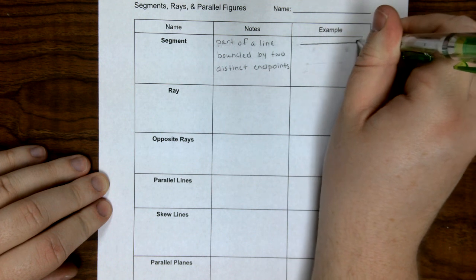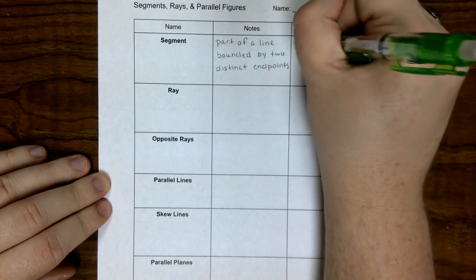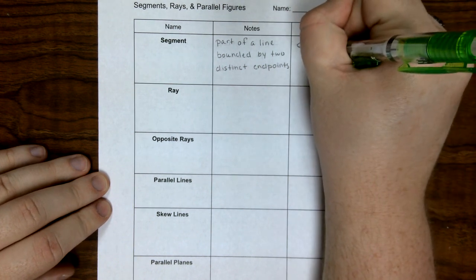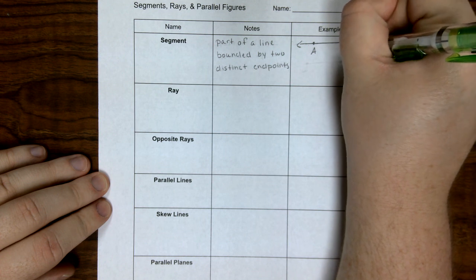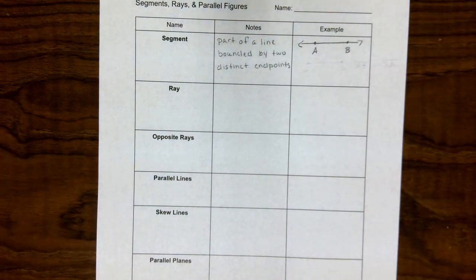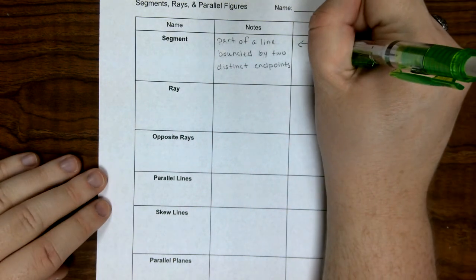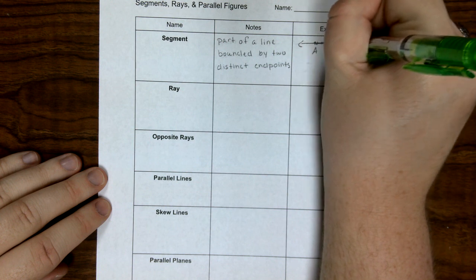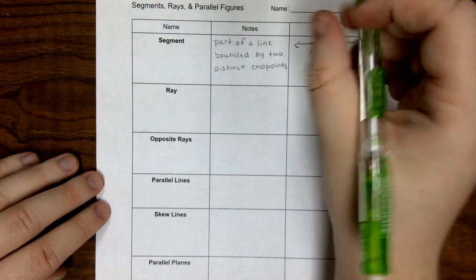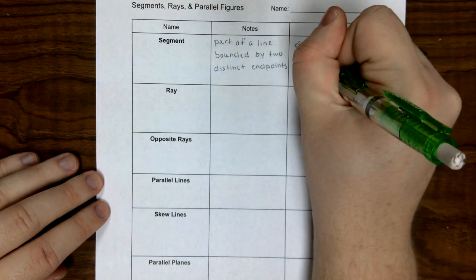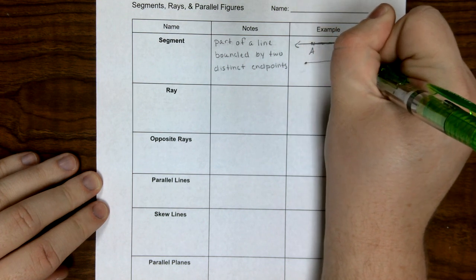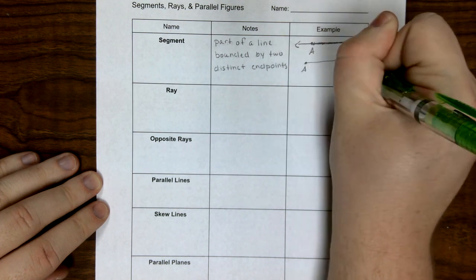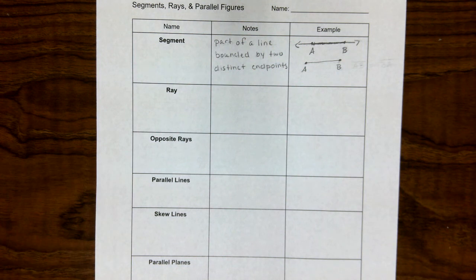So let's draw some lines so we can see what we're talking about. Now I'm going to label two points A and B. Okay, so the segment AB is going to be all these points between A and B that are kind of shaded. So we can pull that out and look at it. So that would be our segment.